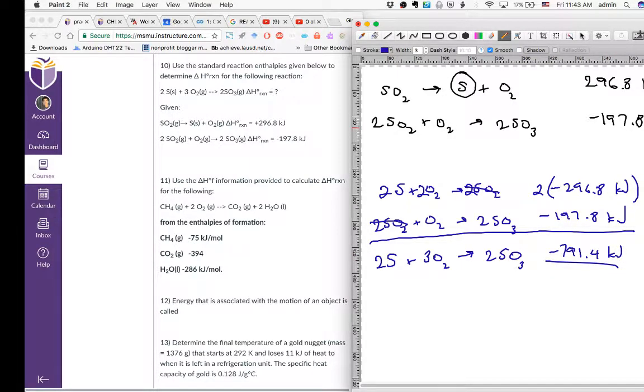Okay? That's the answer. That was Hess Law, this method of adjusting equations and then adding them together, canceling out the things you don't need. This is all Hess's Law.